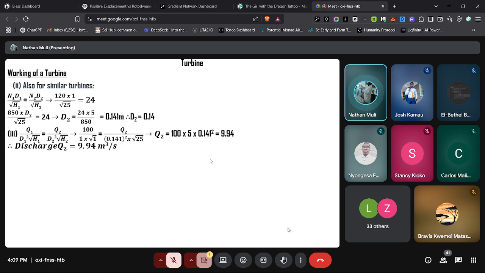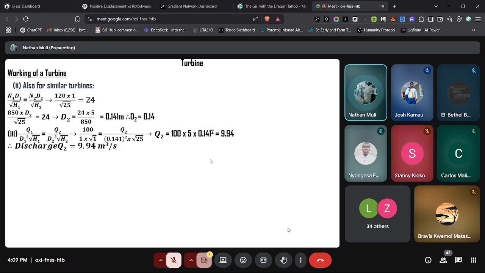Also for similar turbines, I touched a little bit on that. I didn't want to take you through that because you have done dimensional analysis. Let's talk of similar turbines. N1D1 by square root of H1 should be equal to N2D2 by square root of H2. We are talking of 120 for that speed times 1 by square root of 2.5 equals 24. And then from there, we can get D2 equals 0.14, which is 140 millimeters.